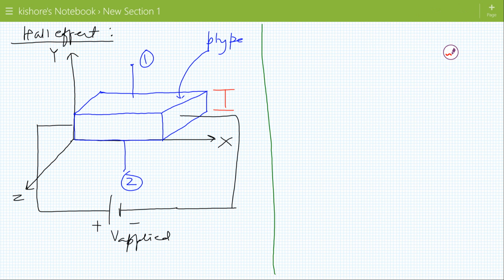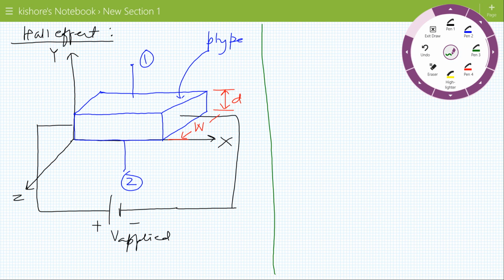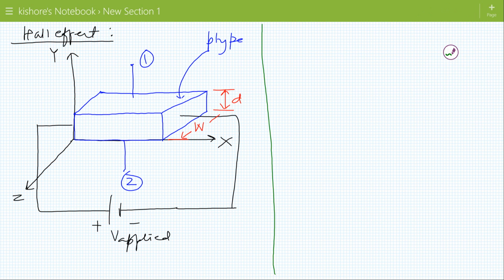Side 1 and side 2 are separated by distance d, and this is the width of the semiconductor, W. The product of D and W is the cross-sectional area. Now current will flow from left to right because of the excitation.